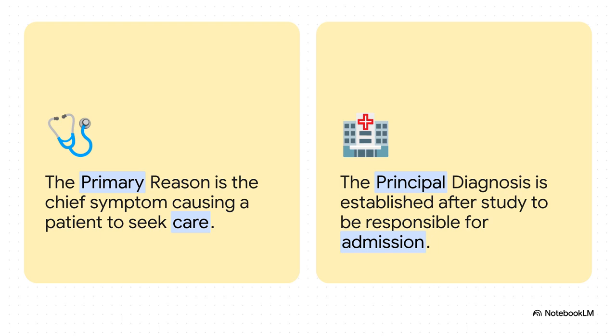But the principal diagnosis? That is the condition established after study to be chiefly responsible for the admission, like acute myeloid leukemia. The principal diagnosis is what determines the MDC. So if you just code fatigue, your DRG is going to be completely incorrect, the hospital will be massively underpaid, and worst of all, the patient's true acuity is totally lost.